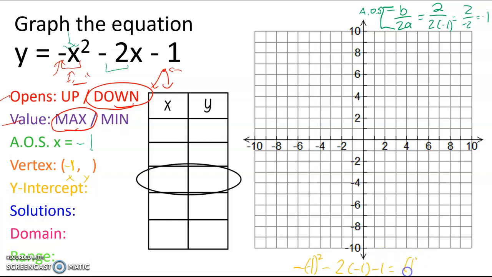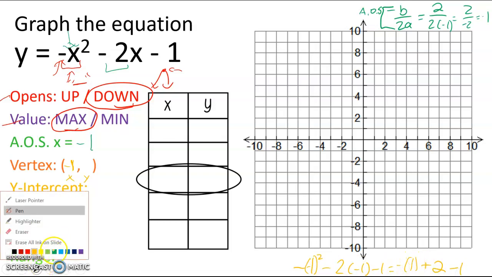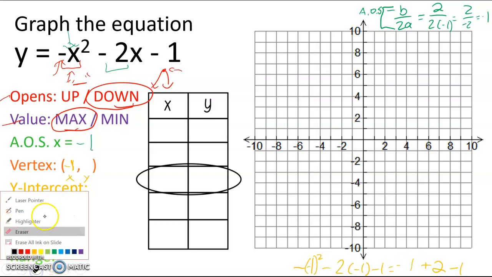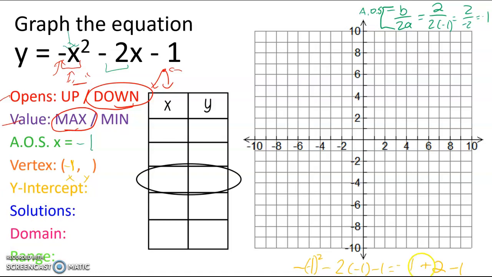Turns into 1 with a negative out front. -2, I treat this like a -2 with a minus sign in front. -2 times -1 turns into +2 minus 1. And then that turns into a -1 right there. There we go. And then last and certainly not least, we just simplify that out. -1 plus 2 minus 1. That is going to get us 0.